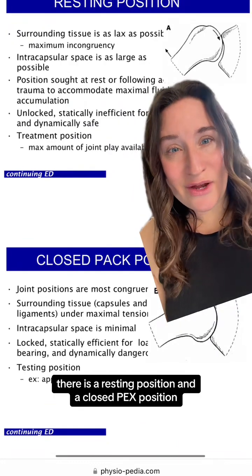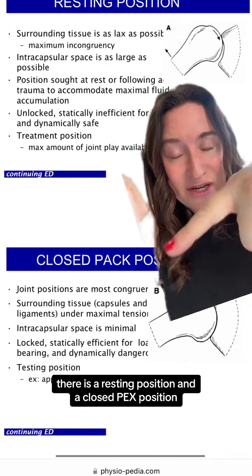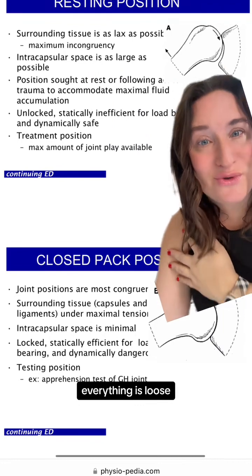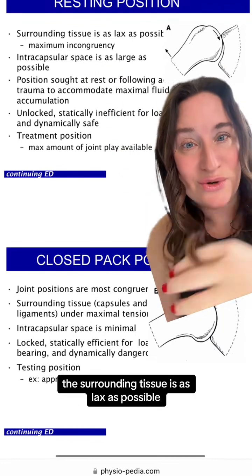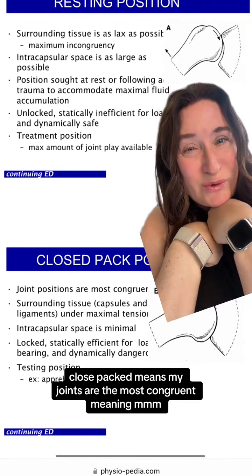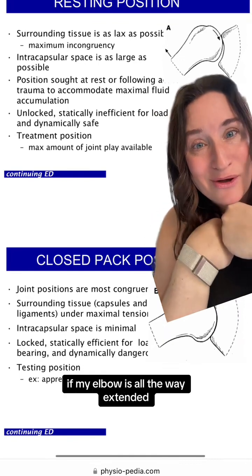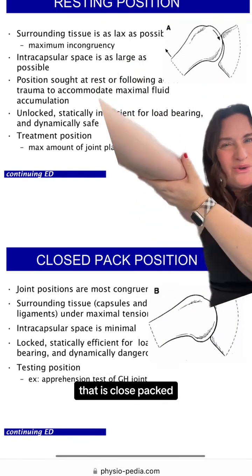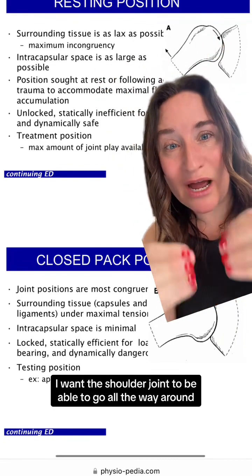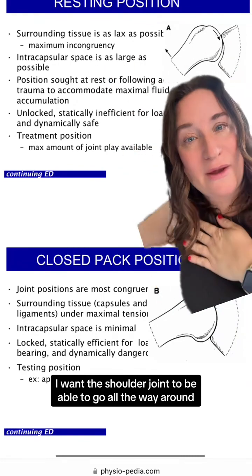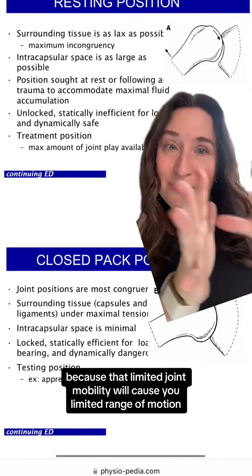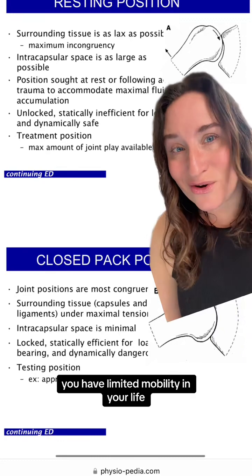And when we talk about joint mobility, there is a resting position and a closed packed position. A resting position is where if my arm is here, everything is loose, everything is optimal, the surrounding tissue is as lax as possible. Closed packed means my joints are the most congruent, meaning if my elbow is all the way extended, that is closed packed, that is a hard end feel. Now, I want your joints to have range all throughout the motion. I want the shoulder joint to be able to go all the way around in a full arc. I don't want any limitation because that limited joint mobility will cause you limited range of motion, which means you'll have limited mobility in your life.